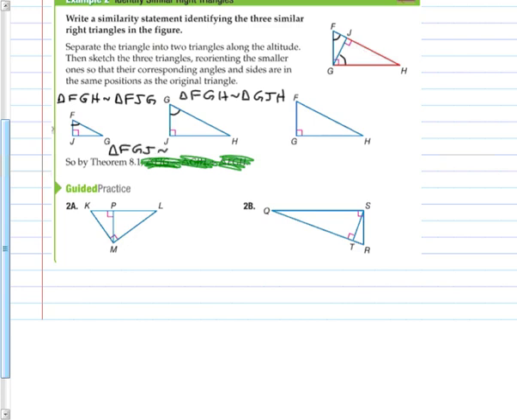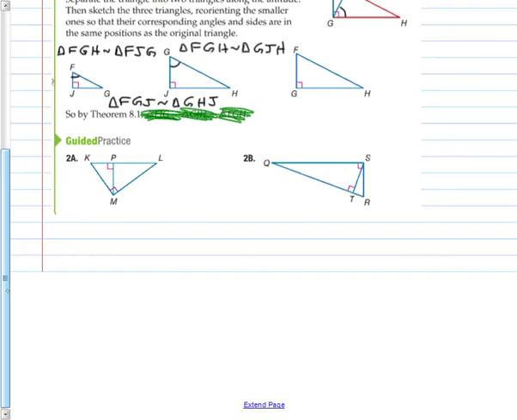FGJ would be similar to triangle GHJ. I want FGH: F to the other acute, ended with my right, G to the other acute, H, ended with my right, J. Just match them up correctly. So let's try it out down here.